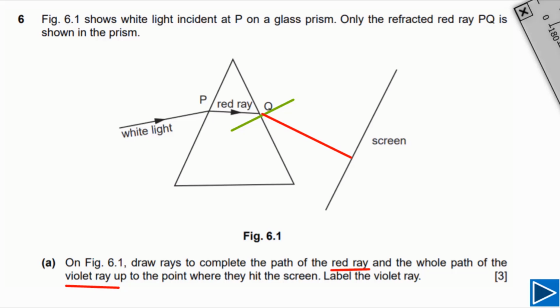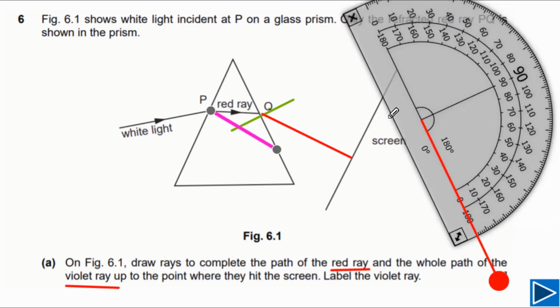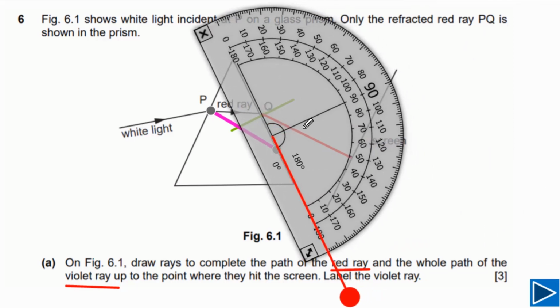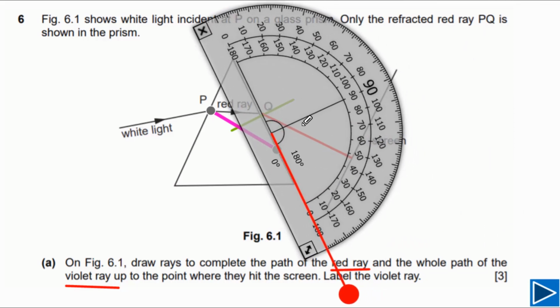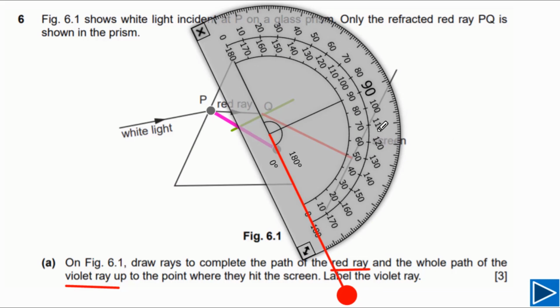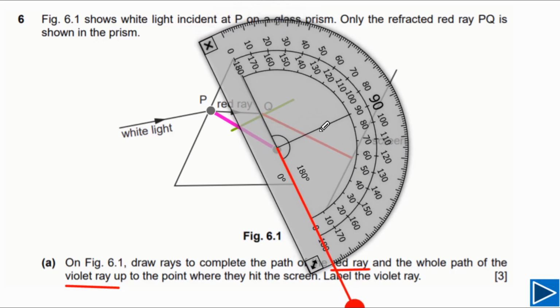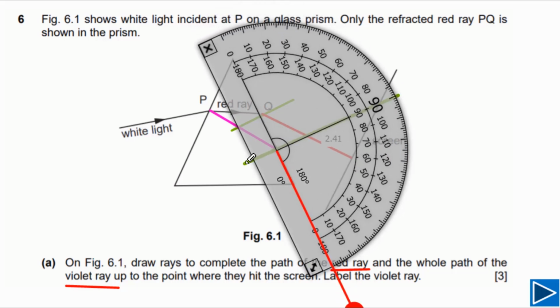Now we need to draw for the violet light. Violet has higher frequency, so it means violet will bend more, will refract more. So this will bend like this. Again, at this point we need to draw the normal. We will use green color, so we can draw the normal line. First of all, let me move this one here. At this point we can draw the normal line here. Let me make it shorter. So this is our normal at this side.